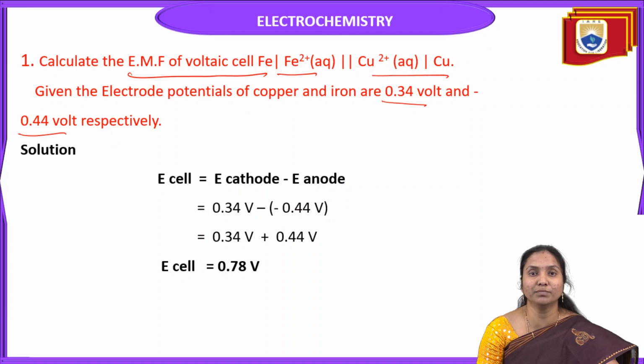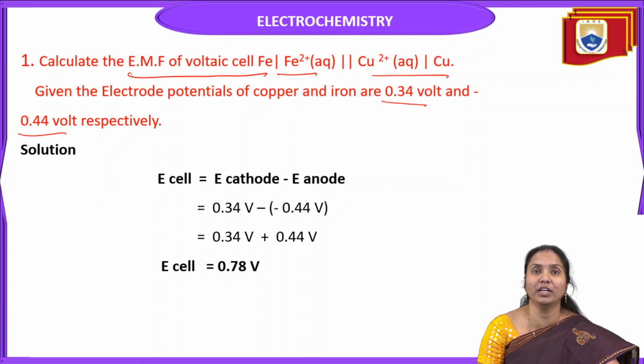The potential difference between two electrodes, where one acts as the anode and the other as the cathode, is called the cell EMF. In this problem, two different electrodes are given, iron and copper, along with their electrode potential values. So now we can calculate the EMF.